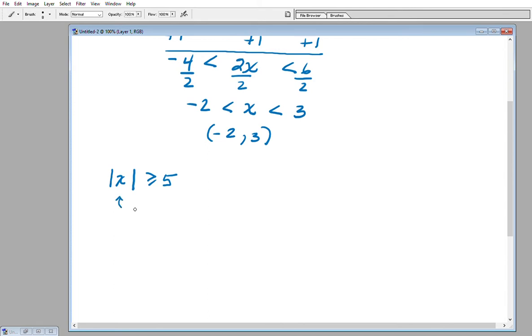Is 100 in here? So just type yes or no. Right, definitely yes, right? The absolute value of 100, definitely bigger than 5. So what about minus 100? Is that in there? Yes or no?